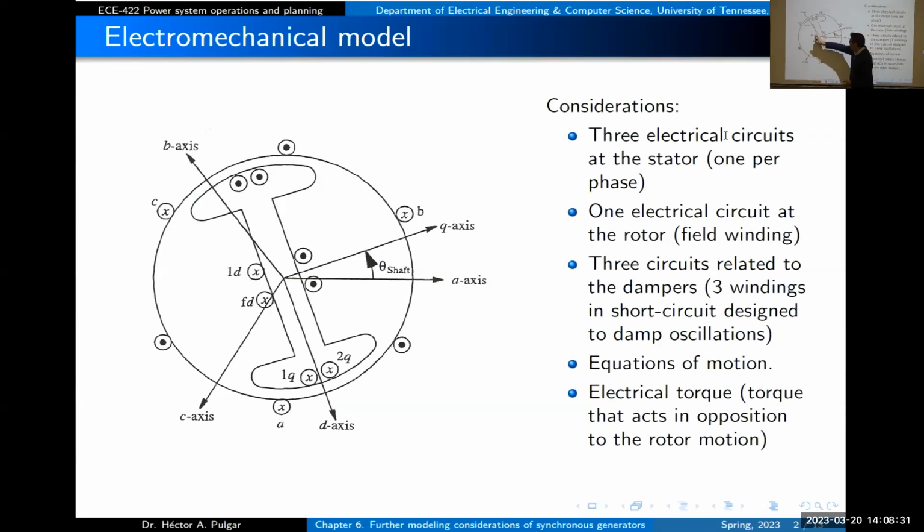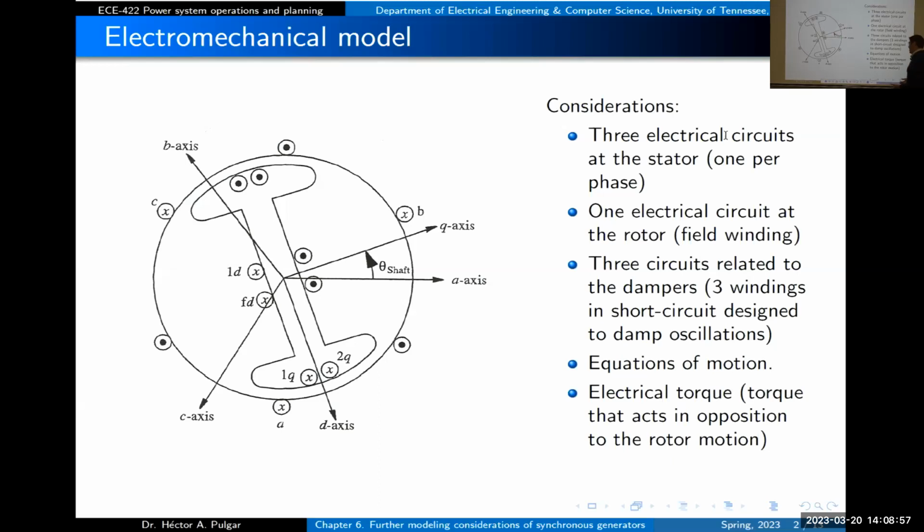But also, we will have 3 dampers. We call these 1D, which is next to the field winding. But also, we have 2 other windings that are rotated 90 degrees, and we call these the windings in the Q axis. We have 1 and 2 with different characteristics, of course.